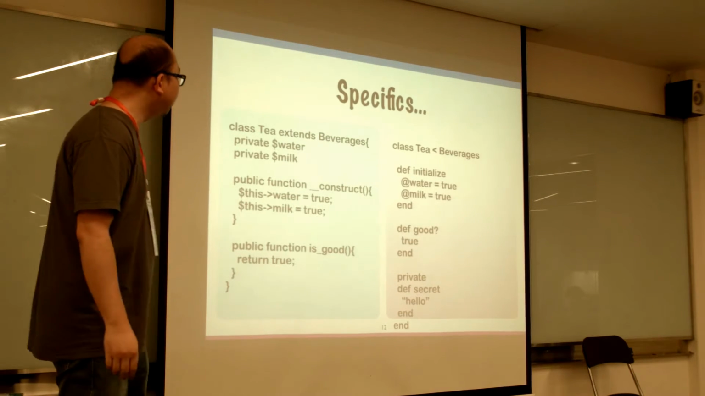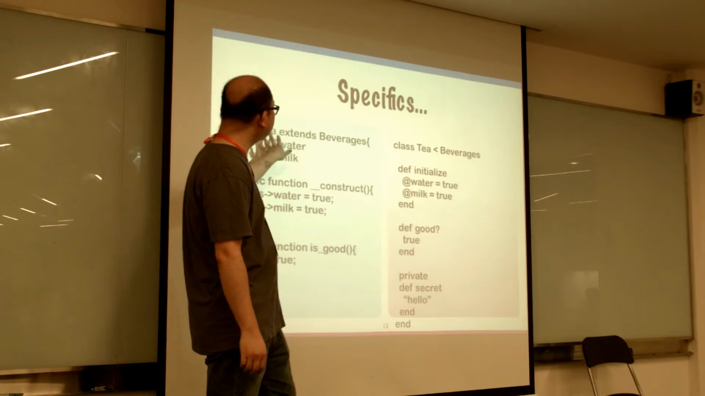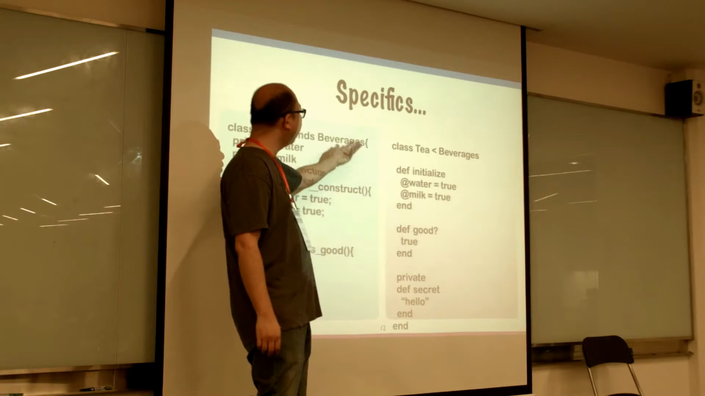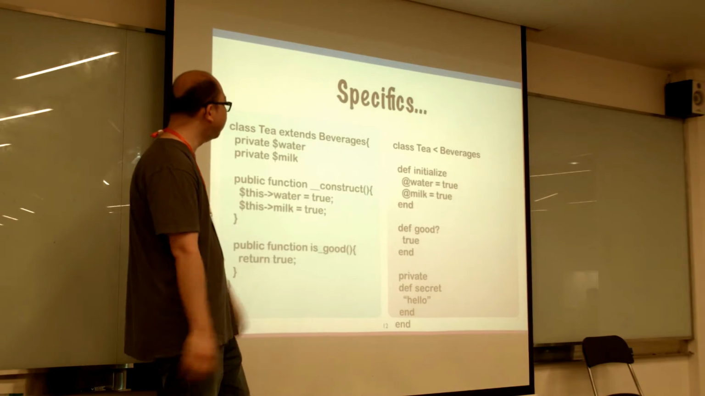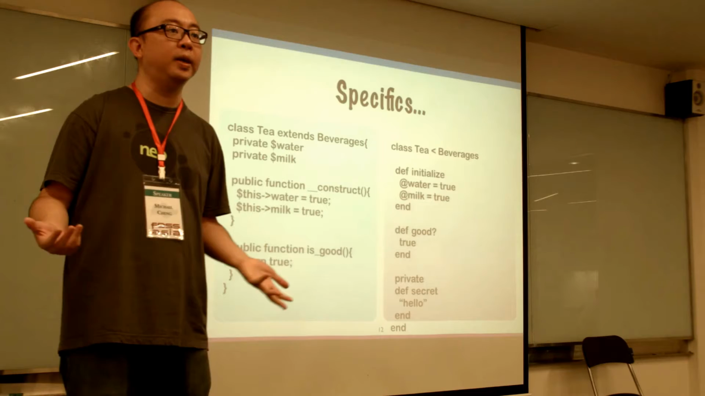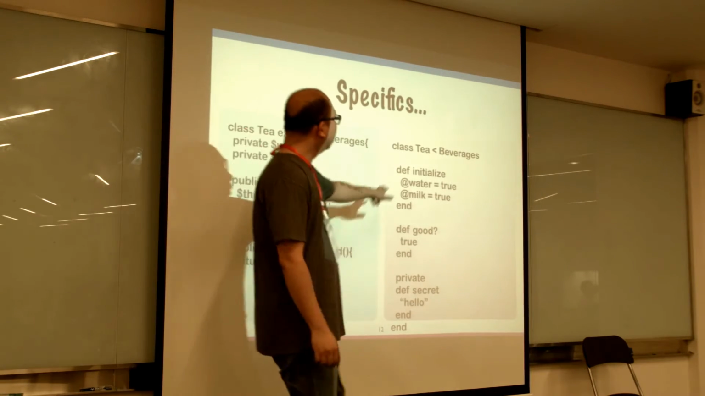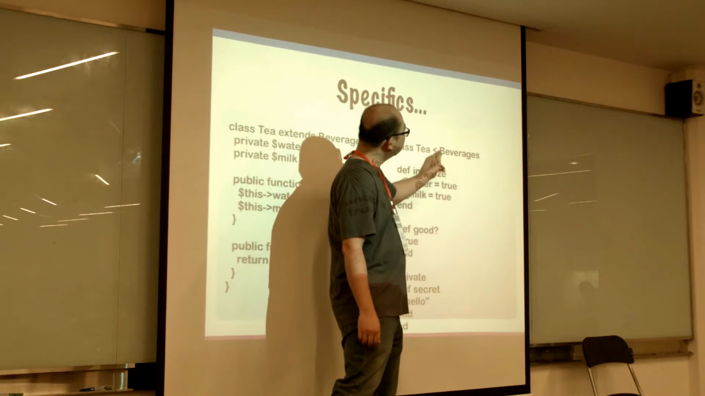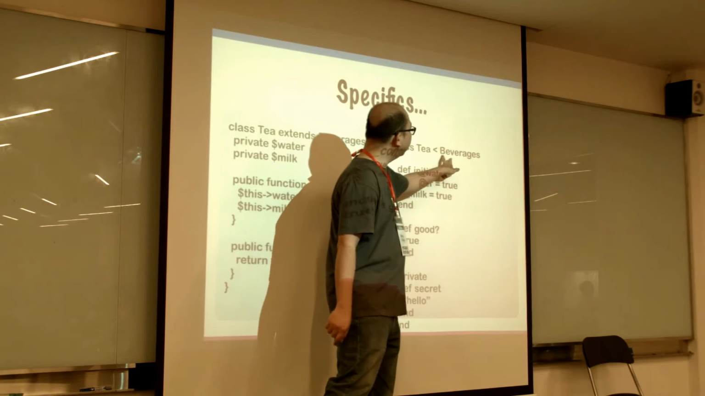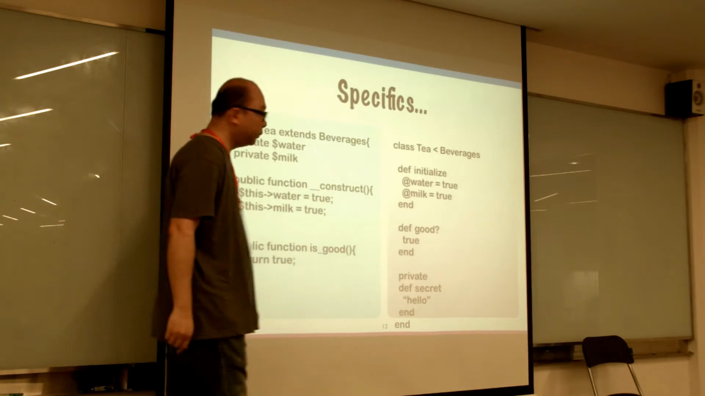More specifics. In PHP, this is how you do classes. So this class extends the parent class, right? So there's inheritance involved. We're learning about all these concepts in different programming languages. How do you do OOP? In Ruby, a less than sign basically represents the inheritance as well. Okay.